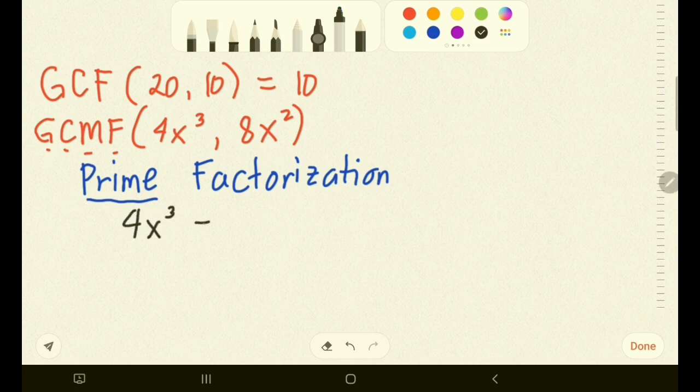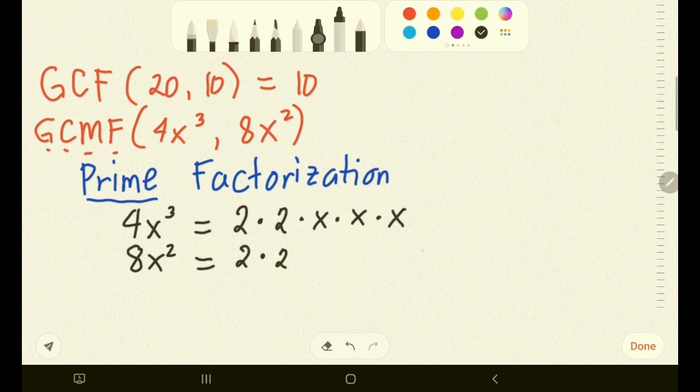4x cubed. Look for the prime factors of 4. That would be 2 times 2. x cubed would be x times x times x. So x is multiplied 3 times, and that would result in x cubed. Next, 8x squared. So 8, that is three 2s. So 2 times 2, times 2.